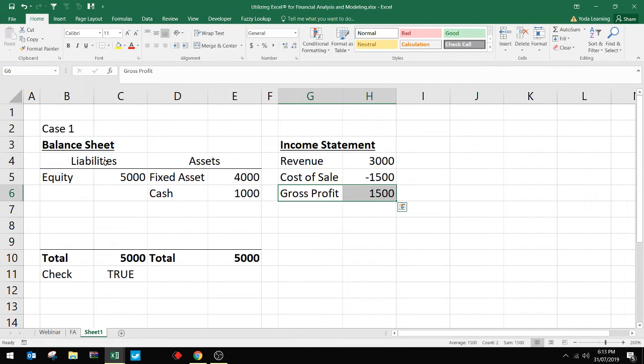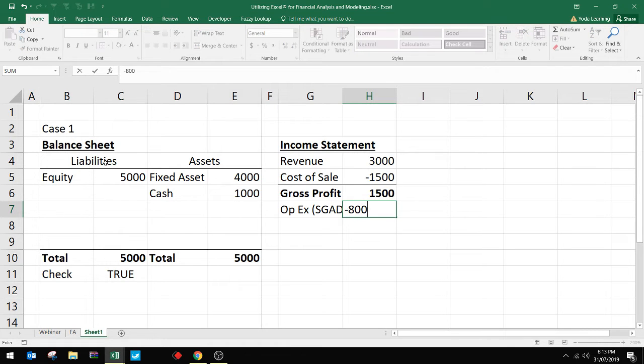Now, after gross profit, you move on to other line items which are related to your expenses but not directly related to any revenue. These are known as operating expenses or OPEX. Operating expenses consist of selling, general, administration, and in some cases even depreciation. For our case, our OPEX is minus 800.